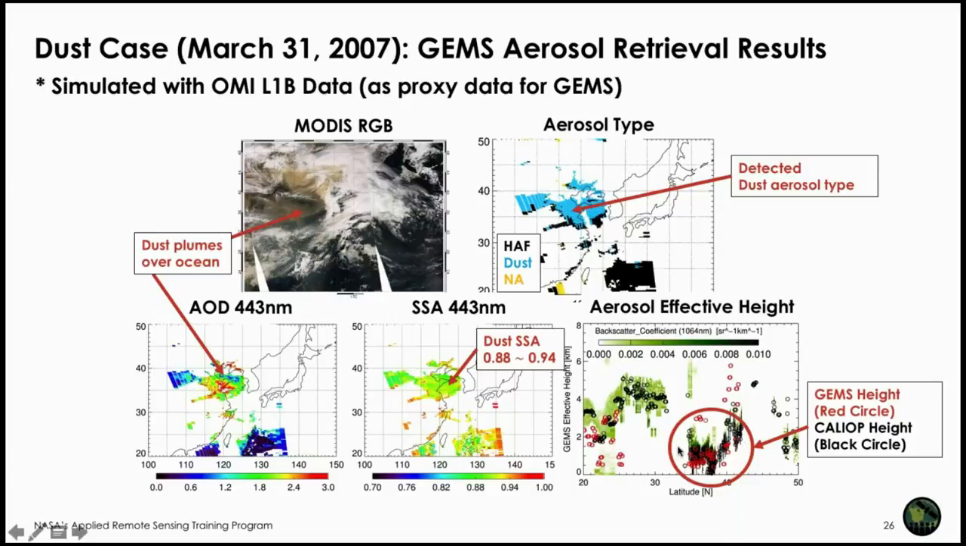The main advantage of GEMS is that it can calculate the aerosol effective height using the UV sensitivity to aerosol loading height. On the right figure, we can see here the green and red circles. The green ones are obtained from the CALIOP lidar measurement. CALIOP uses laser information to get the aerosol height information, so in general we use this CALIOP height as a reference. The red ones are the GEMS aerosol retrieval result, and GEMS also detects this aerosol loading height very well. This aerosol loading height is very important to distinguish the relationship between total AOD, from the bottom to the top of the atmosphere, and the surface-measured PM2.5.